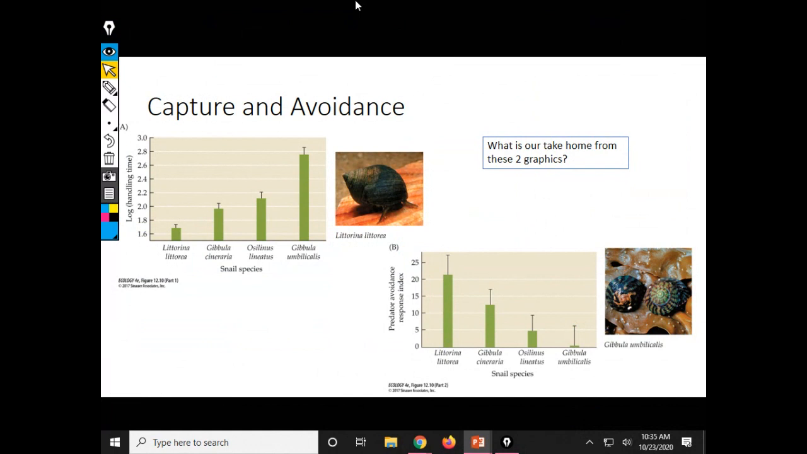Let's take a look at these two graphics. So take a couple minutes. I want you to look at these two graphics, and then let's talk about what they mean.